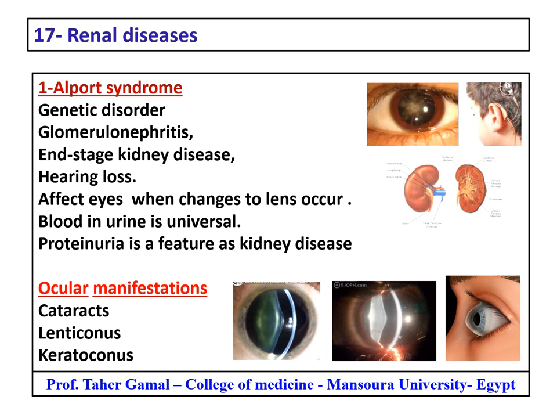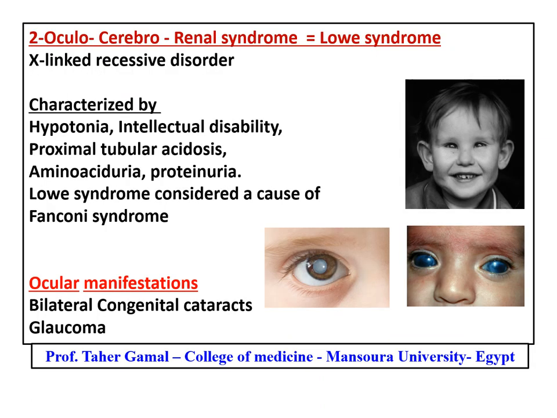Then we go to the renal diseases which may affect the eye. And the first is Alport syndrome. It's a genetic disorder, glomerulonephritis, end-stage kidney disease with hearing loss, affect the eyes when changes to lens occur. Blood in the urine is universal. Proteinuria is a feature of kidney disease. The ocular manifestation of Alport syndrome is cataract, lenticonus, and keratoconus.